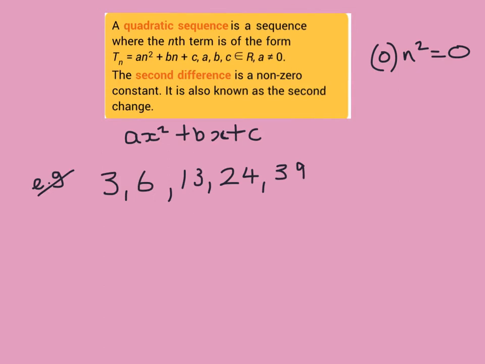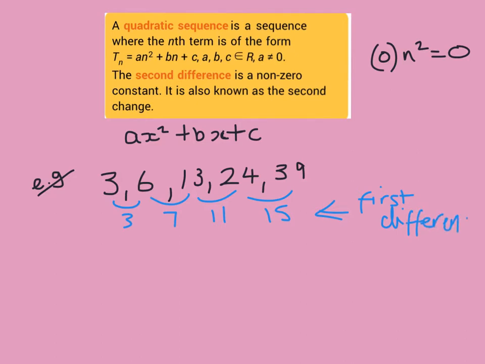Okay, so let's take an example then of a quadratic sequence. So how do we know that this is a quadratic sequence? Well, when we look at the difference between each term, so 3 and 6 is 3, 6 and 13 is 7, 13 and 24 is 11, 24 and 39 is 15. And this is our first difference. So when we were looking at linear sequences, we talked about common difference. In quadratic sequences, we see that this is our first difference.